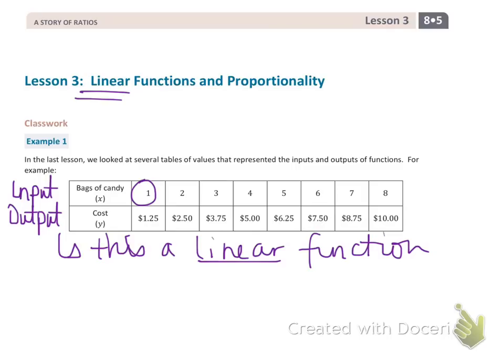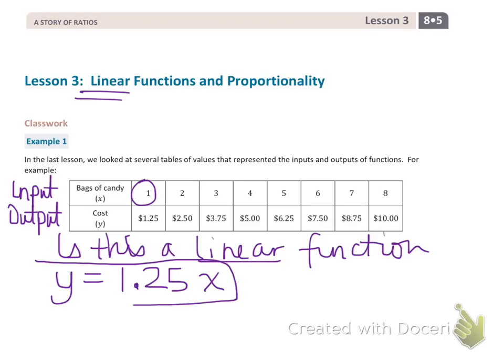So I could look at the rate of change in this function. I could see that when I go from 1 bag of candy up to 2, it goes from $1.25 up to $2.50. So the change is $1.25. That's the increase there. When I go from 2 to 3, I get the same $1.25 increase. So every time I go up 1, it goes up $1.25. So what this tells me is that I can write a rule here that the total cost y is equal to $1.25 times the number of bags of candy. So that's my function rule.